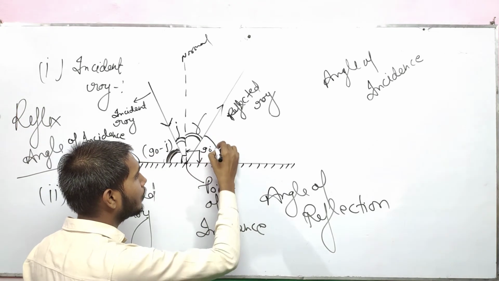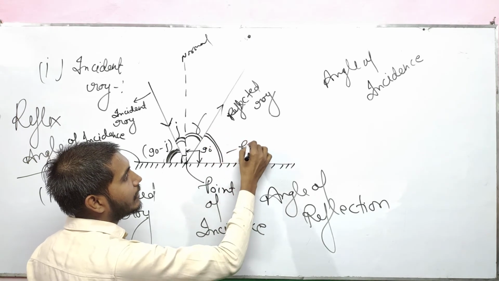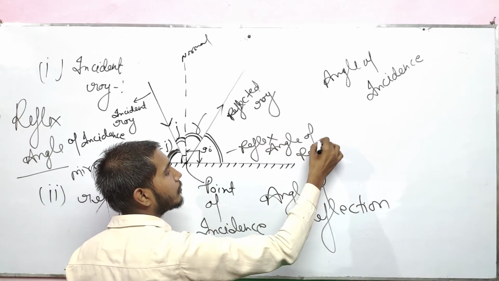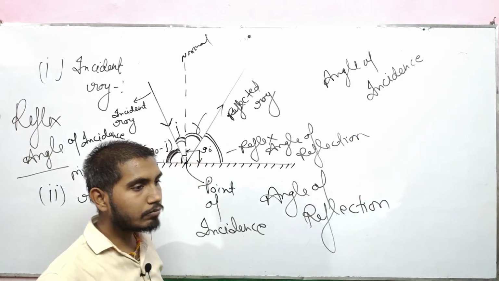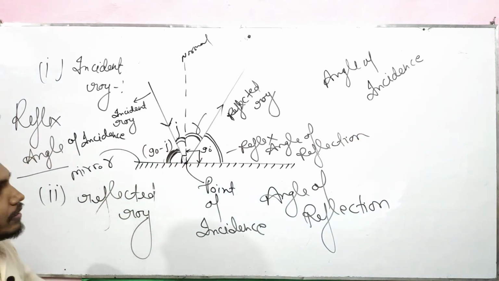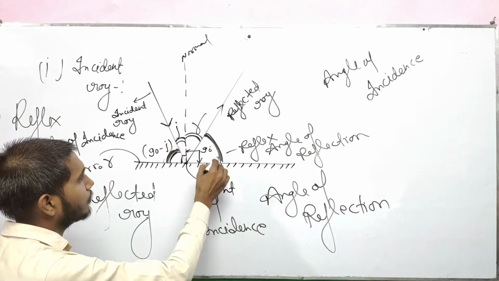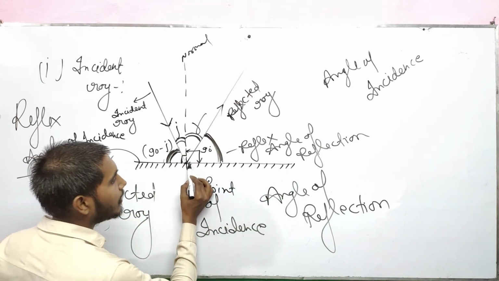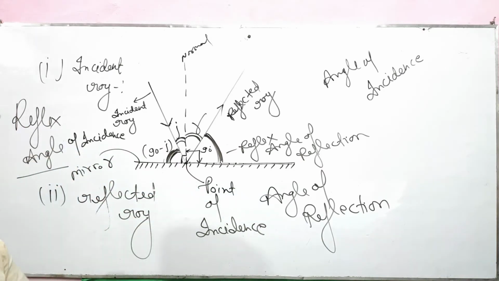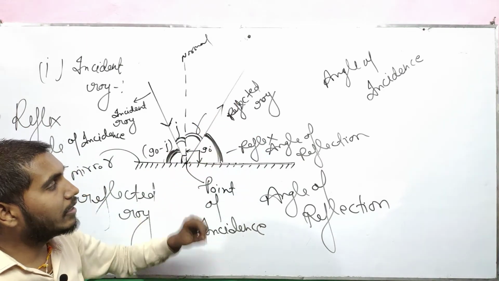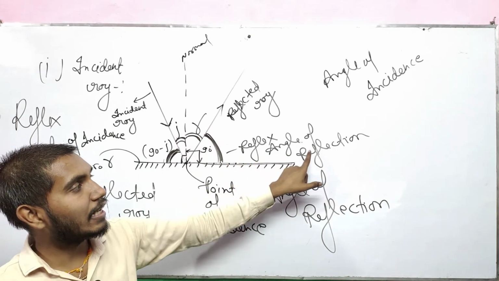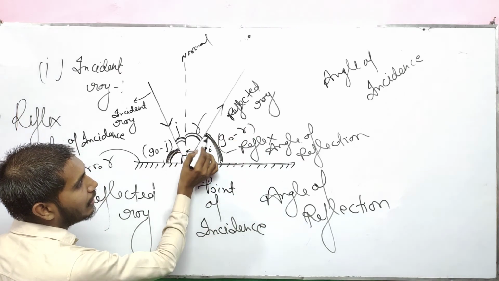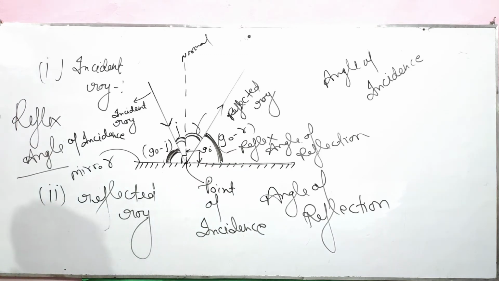And this is also the reflex angle of reflection. The angle that the reflected ray makes with the mirror surface is called the reflex angle of reflection. This is the mirror surface. Its value is 90 minus r. Why? Because the total is 90 and this is r, so this is 90 minus r. Okay? Good.